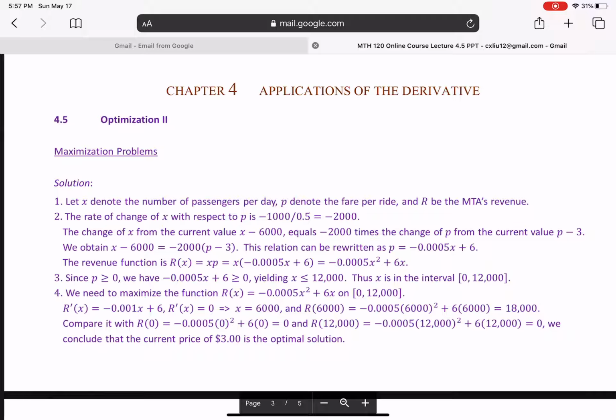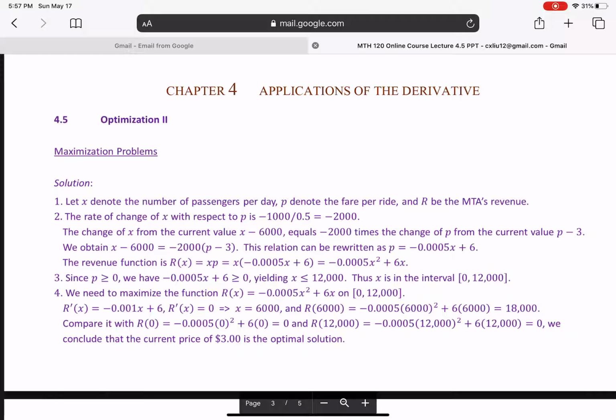and we can rewrite it as p equals negative 0.0005x plus 6. The revenue function is then R equals x times p, which is x times negative 0.0005x plus 6, and we get negative 0.0005x squared plus 6x. Since the price of fare p is greater than or equal to 0, we have negative 0.0005x plus 6 greater than or equal to 0, so we get x less than or equal to 12,000. Also, x is the number of passengers per day, so it has to be non-negative. So x is in the interval from 0 to 12,000.